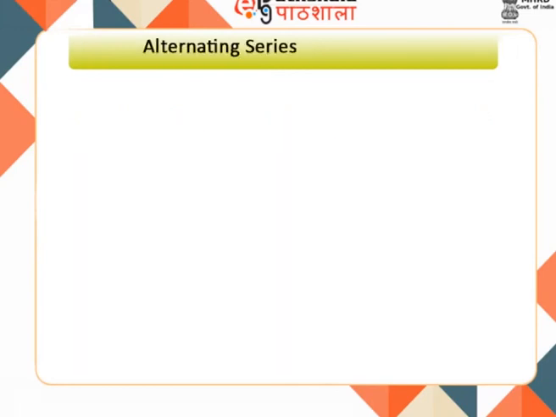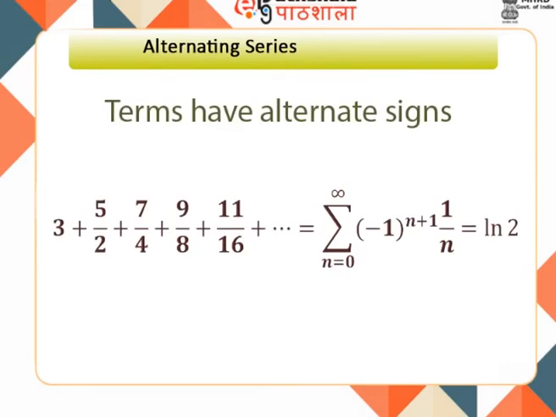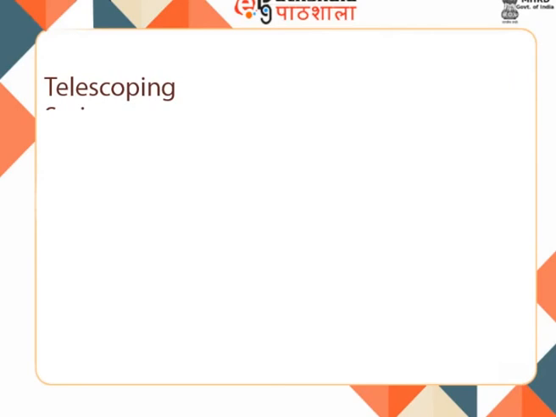An alternating series is a series where terms have alternate signs. For example, 1 minus 1/2 plus 1/3 minus 1/4 plus 1/5 minus and so on is equal to the summation of (−1)^(n+1) × 1/n, where n goes from 1 to infinity, is equal to the limit ln 2.